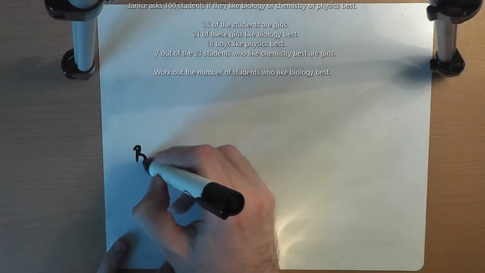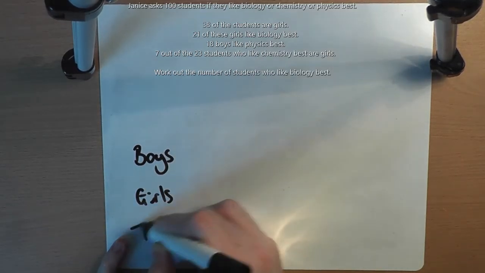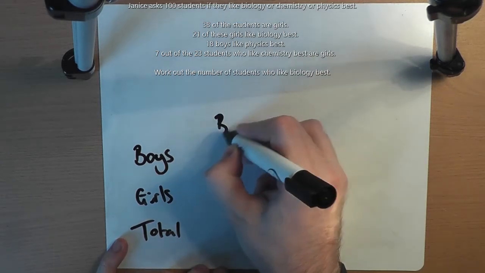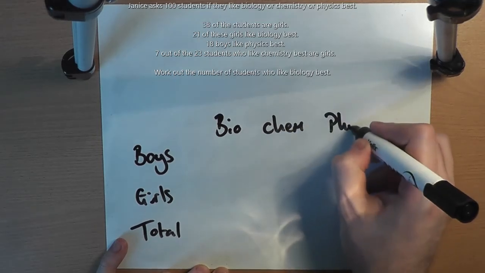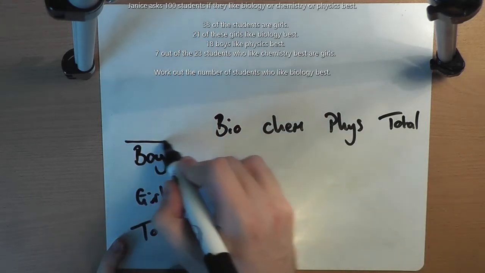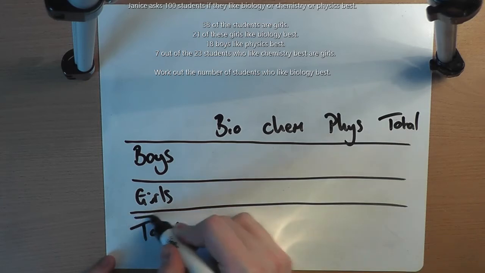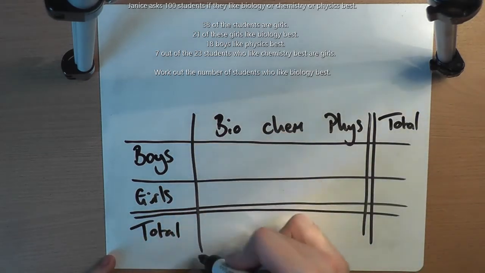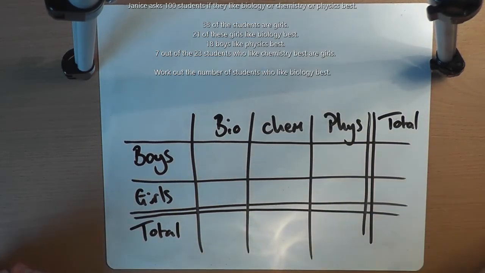So we've got our two different groups of people, boys and girls, and we're going to need a total as well. And then across the top we've got biology, chemistry and physics plus a total. Draw our table, make sure the full table is finished before we start filling anything in. And then we're going to go through the information in the question and transfer it into our table.